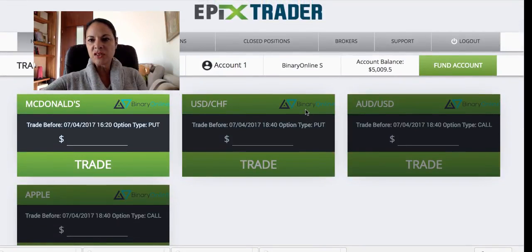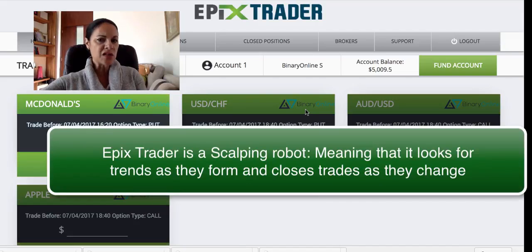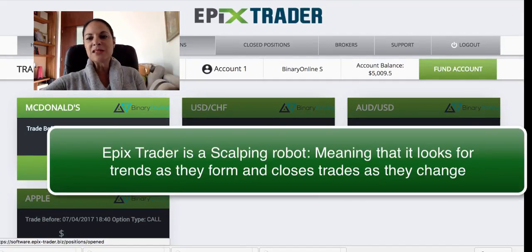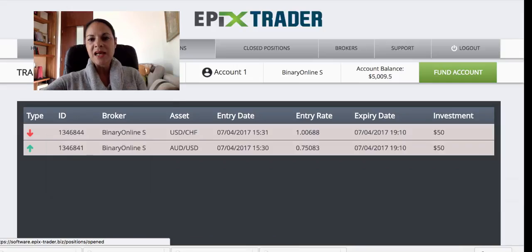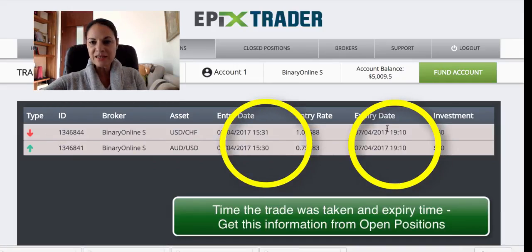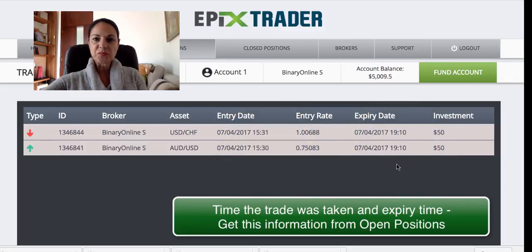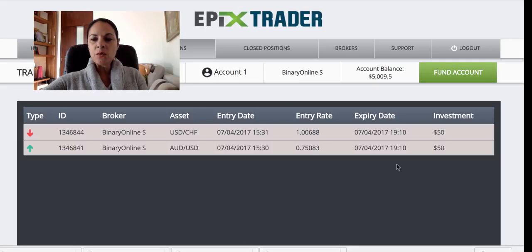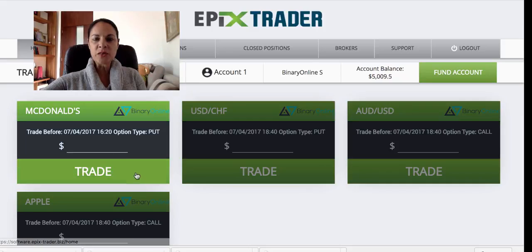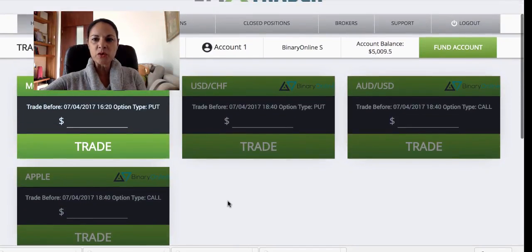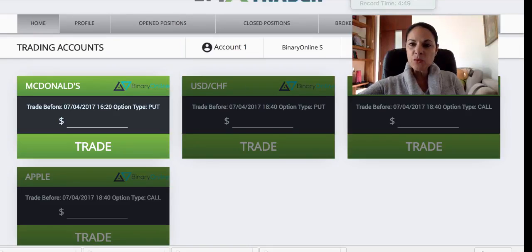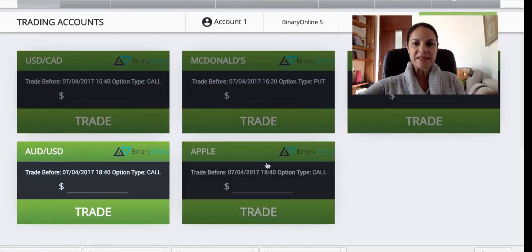So, Epix Trader is based on scalping, which is usually quite fast trading, and here we are. These are the two open trades we have. These trades, as you can see, I am taking them on 3:30, but they're expiring at 7. So not such short-term trades, but it's part of scalping. Scalping means that the robot is looking at a trade where the trend starts and closing it at where the trend will finish. So this is how we are trading.